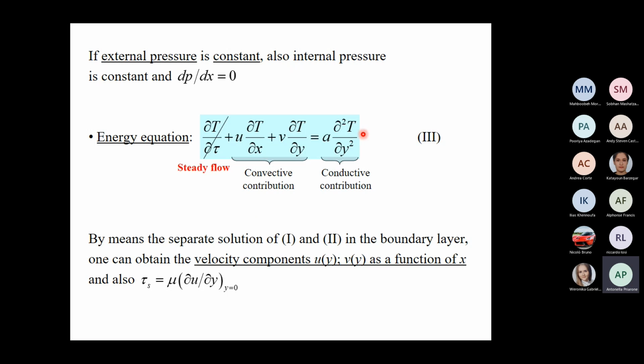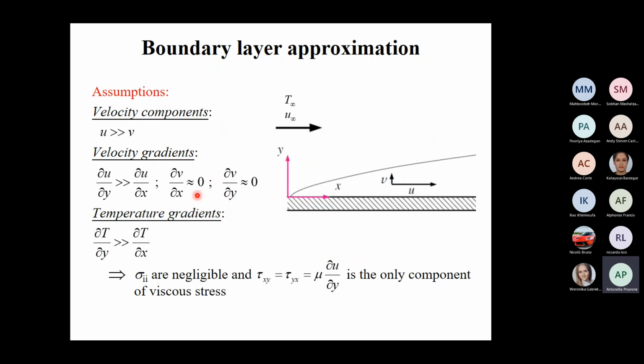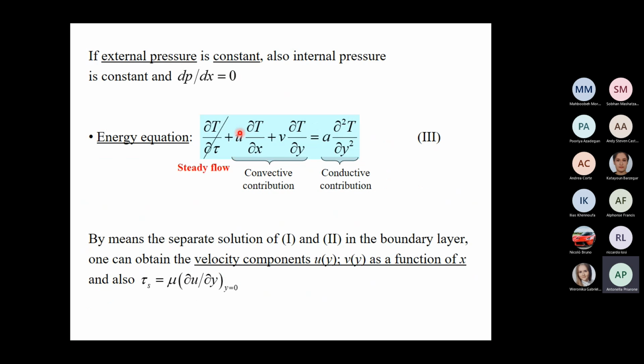Now, I have to analyze the final third equation, that is the energy equation. The energy equation involves also temperature, so I have to use this approximation for the derivative of temperature in y, that is much, much bigger than the derivative of temperature in x. I simplify again for steady state flow, and again in the second member I keep only the second derivative of temperature in the y direction. So my expression for the energy equation becomes this one.